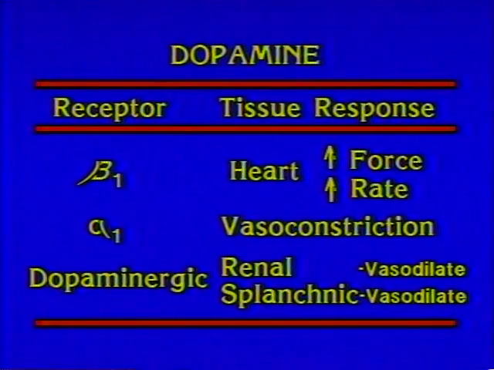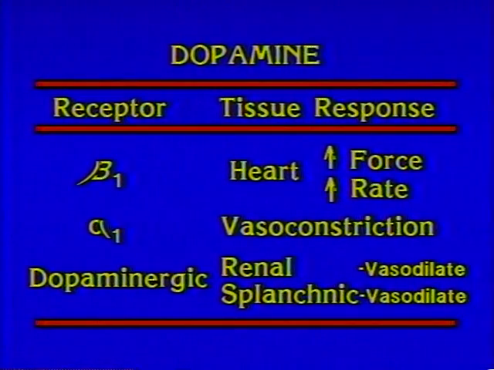Dopamine, the immediate precursor of norepinephrine and a central neurotransmitter, acts on beta-1 receptors in the heart to increase the rate and the force of contraction, as well as on alpha receptors in the vasculature, leading to vasoconstriction. In addition, dopamine activates specific dopamine receptors in renal and splanchnic resistance vessels, leading to vasodilatation.